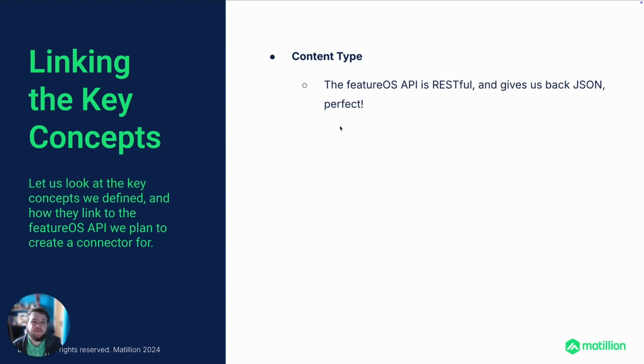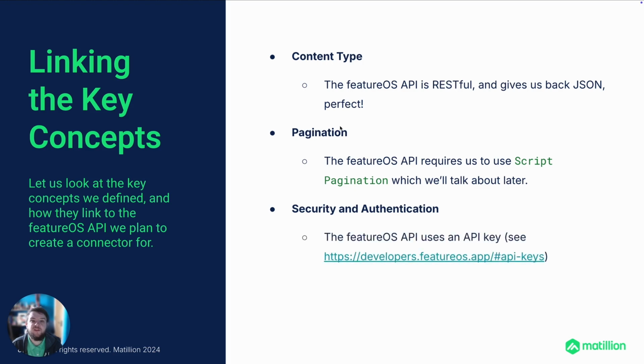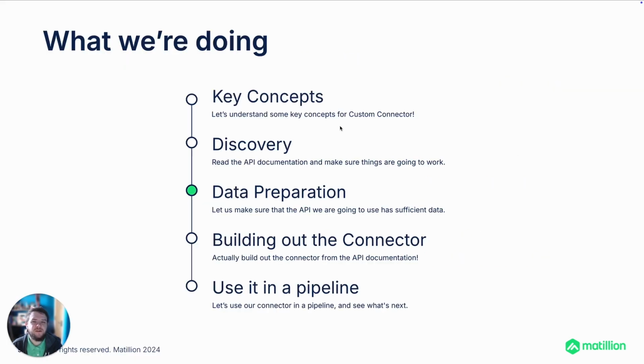In regards to content type, the FeatureOS API is RESTful, so we get back JSON anyway. Perfect. In regards to pagination, there's a little bit of work for us to do here. We need to use script pagination, and we'll talk about that a little bit later. And then for security and authentication, well, the FeatureOS API uses an API key. So we can just use that. Perfect.